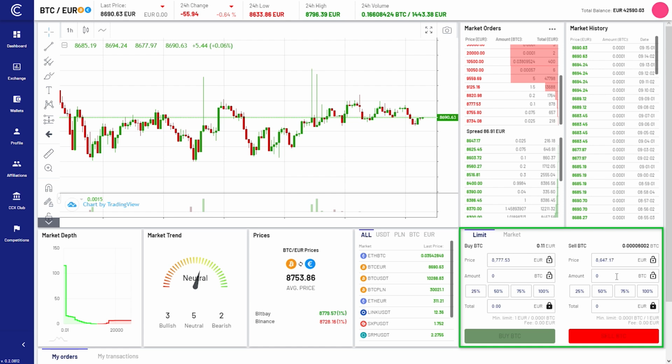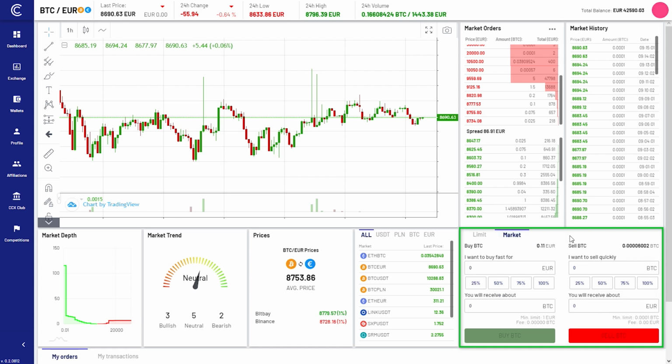If it's still too complicated for you, you can use the Market tab. It is used for making quick purchases or sales without placing a specific offer to the market. In this case, you just need to enter the amount of euros that you want to spend and transaction will be made immediately based on the currently available sales offers. The same happens in case of selling.